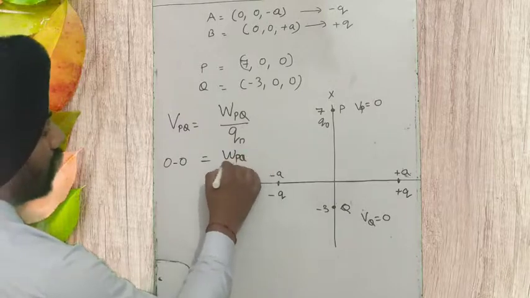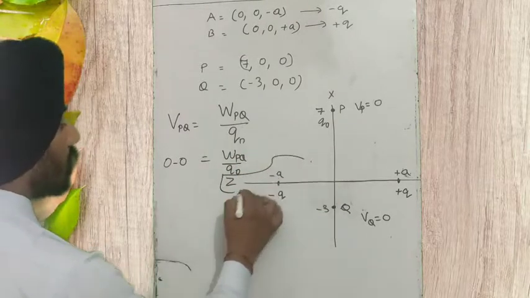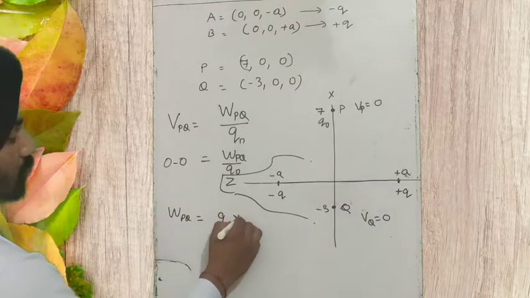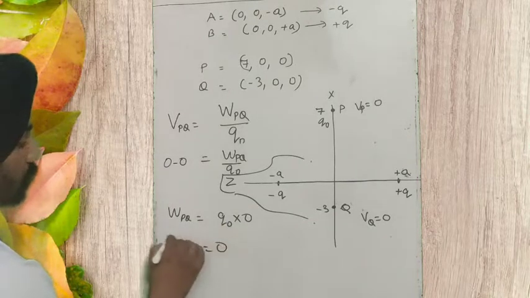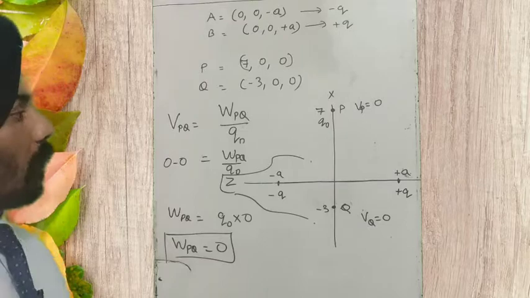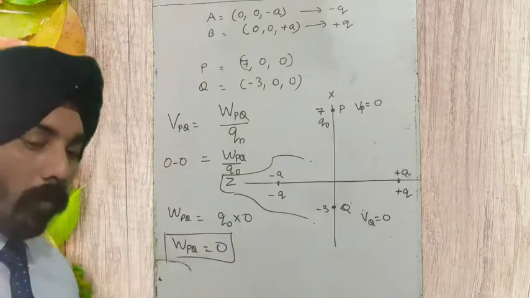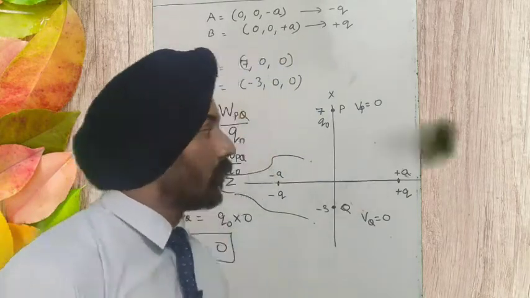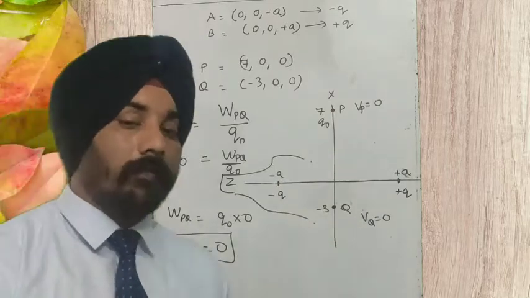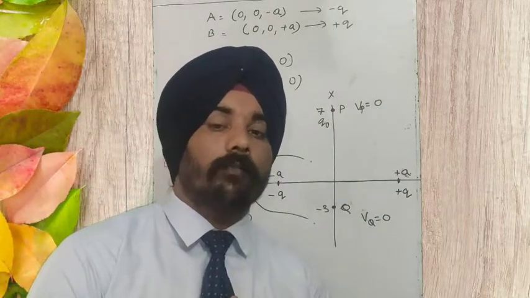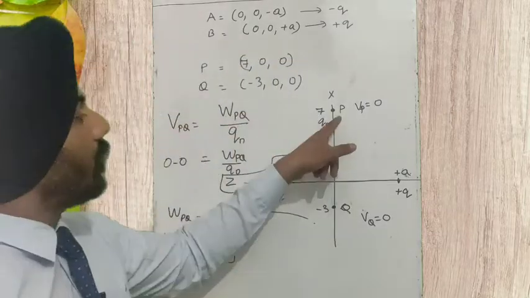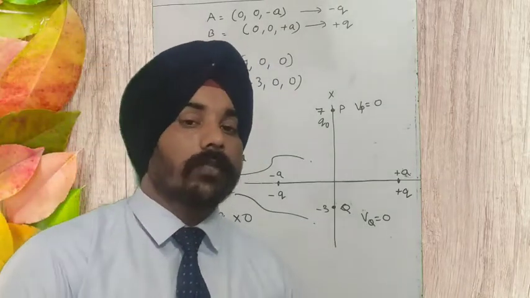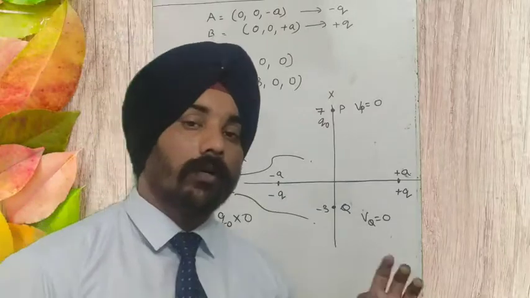So WPQ upon Q naught is 0, so WPQ is equal to Q naught into 0. So WPQ is equal to 0. That's a very simple question, using the property of the electric dipole when the point is lying on the right bisector of the dipole, the broadside-on position. On the broadside-on position of an electric dipole the potential is 0. So when we are shifting any charge from 0 potential to 0 potential, we do not have to do any work. So the work done to shift the charge will be equal to 0.